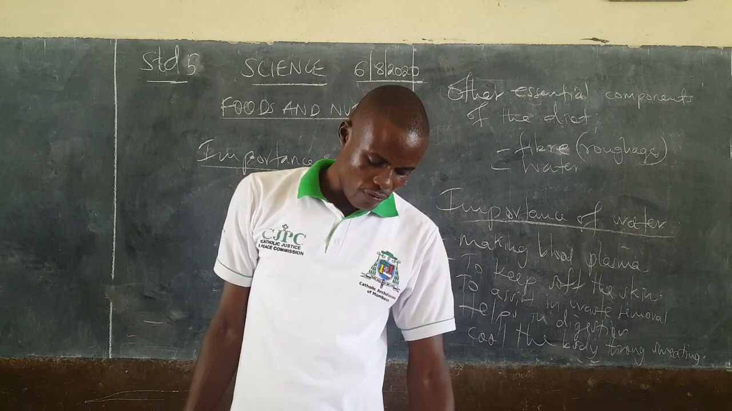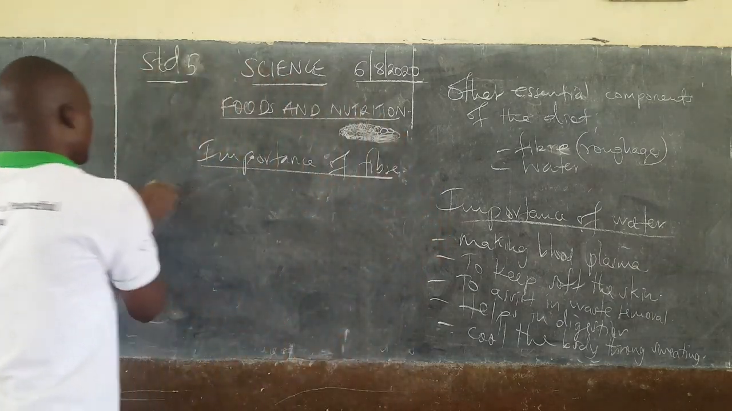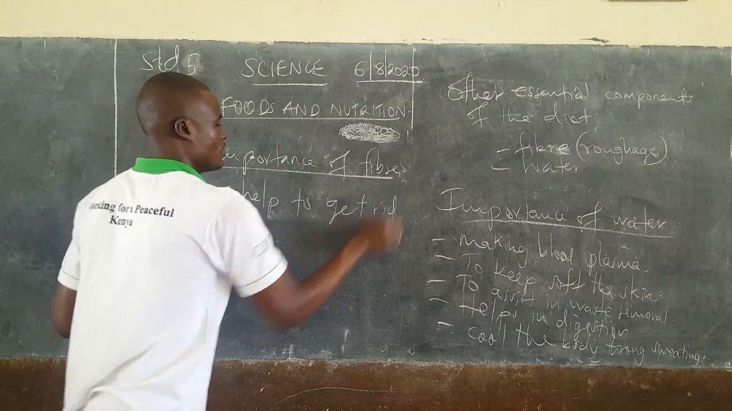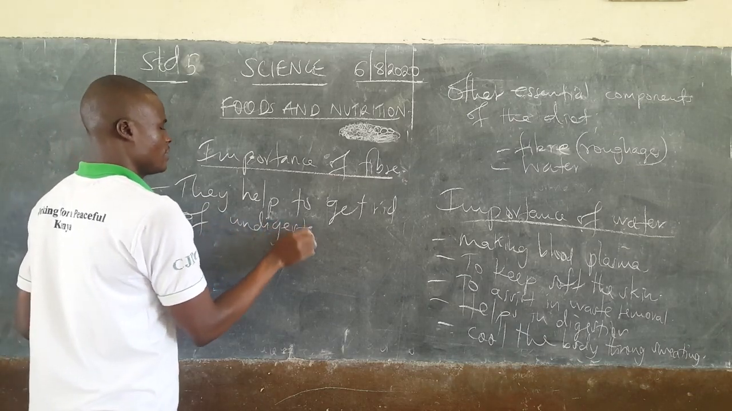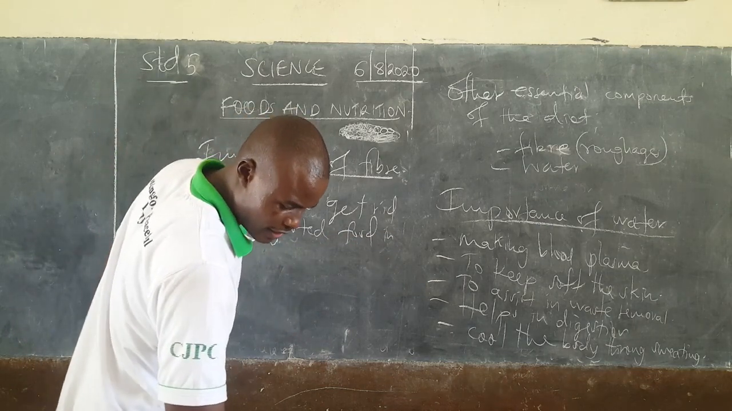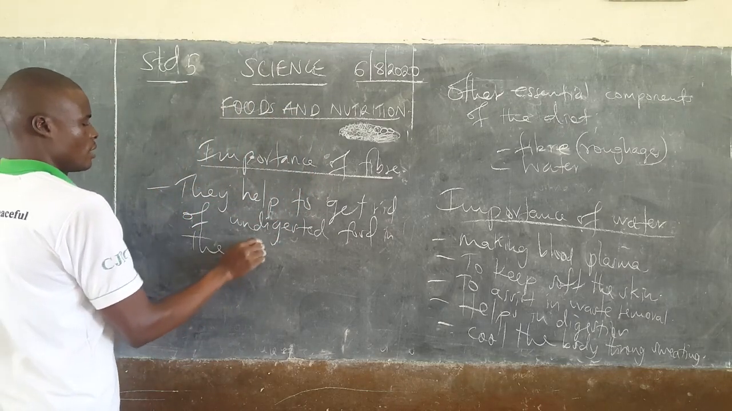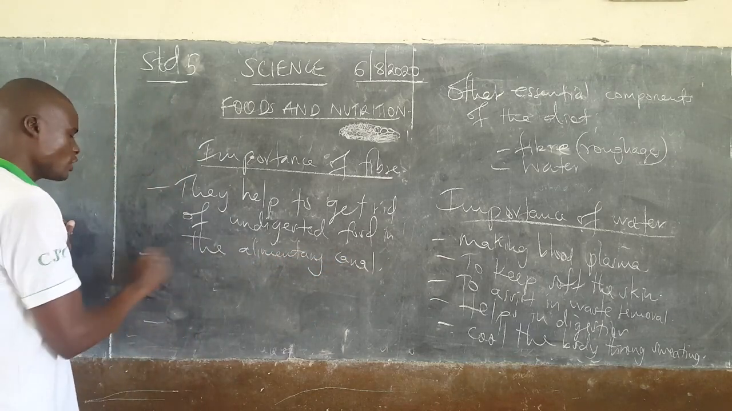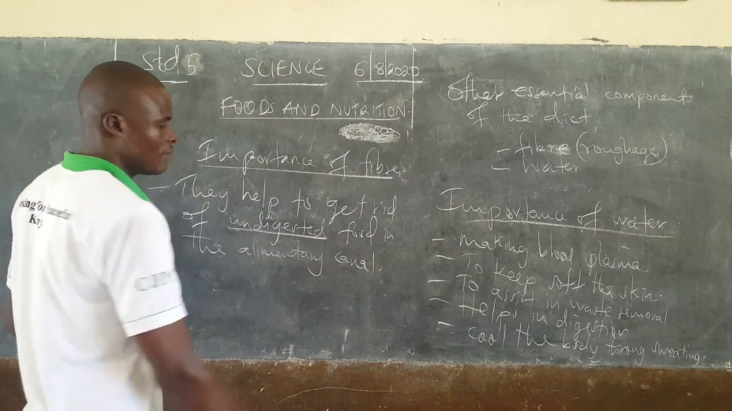They help to get rid of undigested food in the alimentary canal. Number one, they help to get rid of undigested food in the alimentary canal during digestion of food. Remember, the undigested food simply comes out in terms of feces.